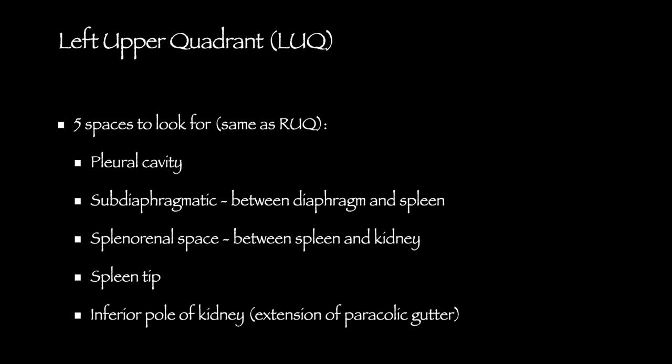For the left upper quadrant view, there are 5 spaces to look for, and these spaces are the same as in the right upper quadrant view. So on the left side, these are the pleural cavity, the subdiaphragmatic space between the diaphragm and the spleen, the splenorenal space between the spleen and the kidney, the spleen tip, and the inferior pole of the kidney.